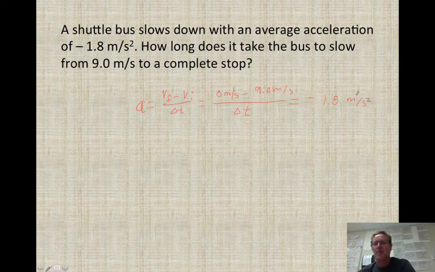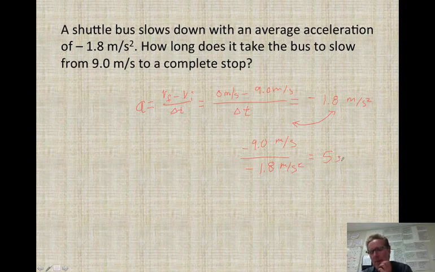Meters per second squared. So basically we're just solving for t. So these two guys will exchange places. So that's going to turn into -9 meters per second divided by -1.8 meters per second squared. And you should get 5 seconds.